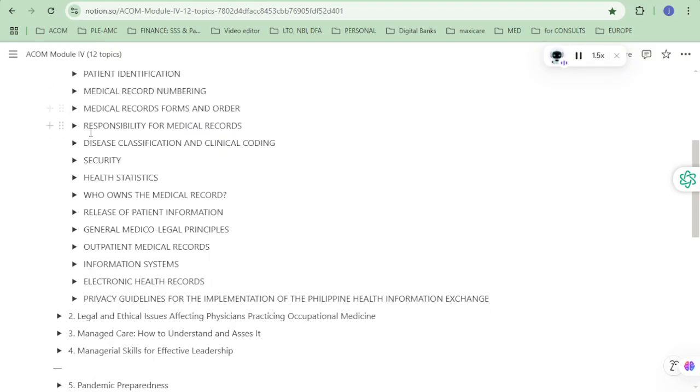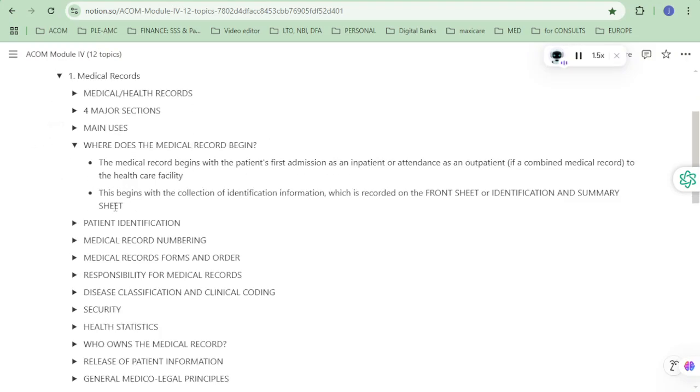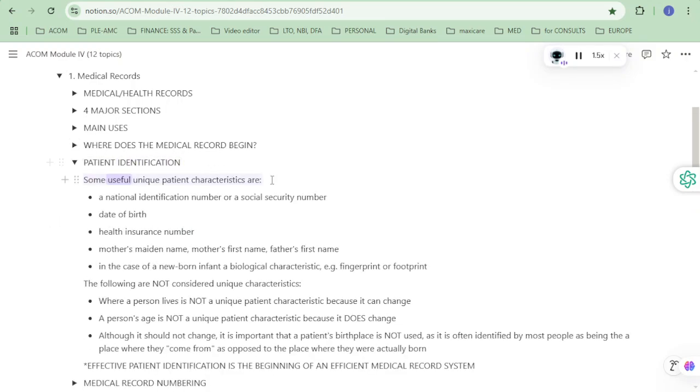The medical record begins with the patient's first admission as an inpatient or attendance as an outpatient, if a combined medical record, to the healthcare facility. This begins with the collection of identification information, which is recorded on the front sheet or identification and summary sheet. Patient identification. Some useful unique patient characteristics are a national identification number or a social security number, date of birth, health insurance number, mother's maiden name, mother's first name, father's first name.